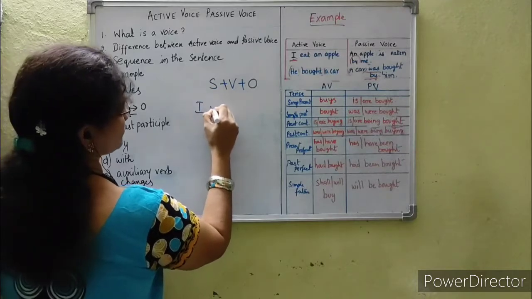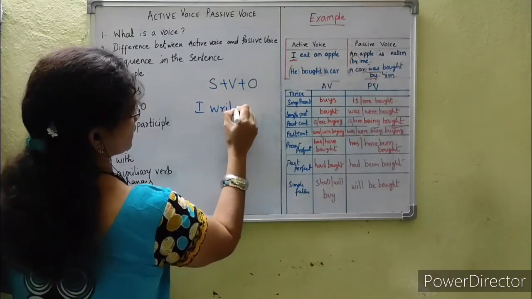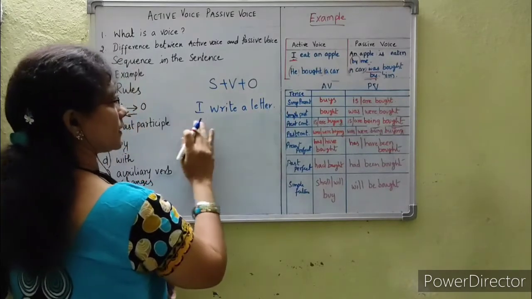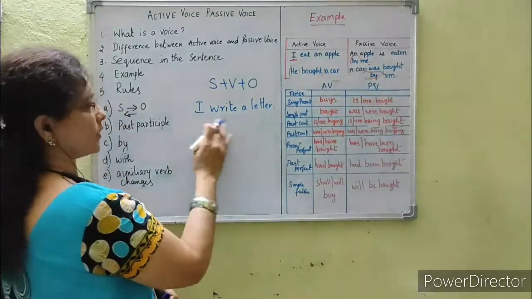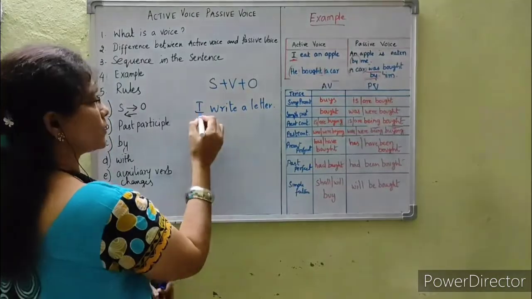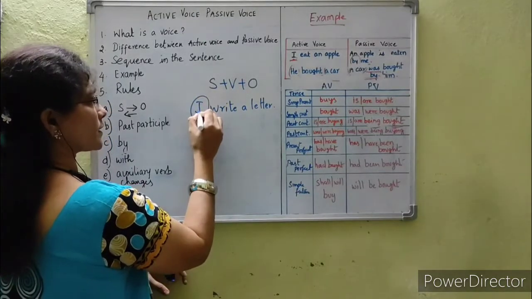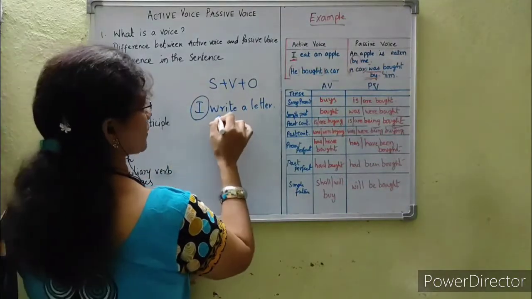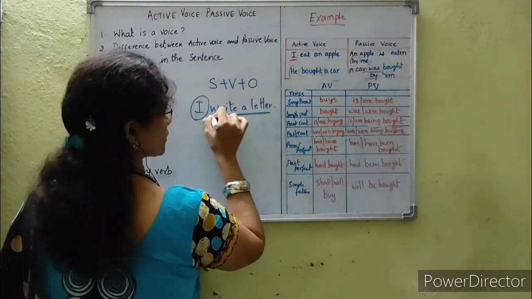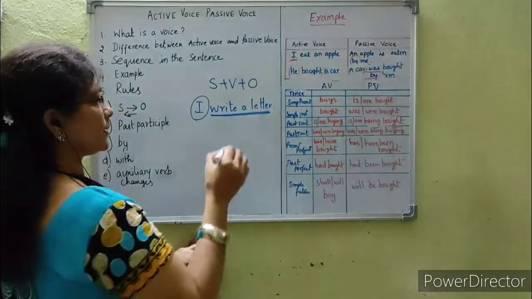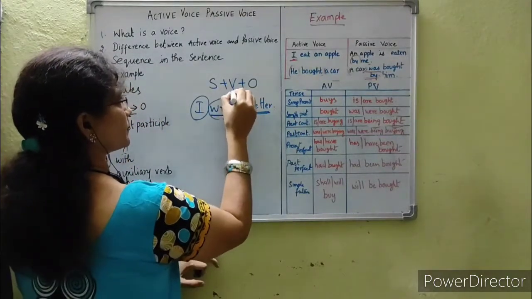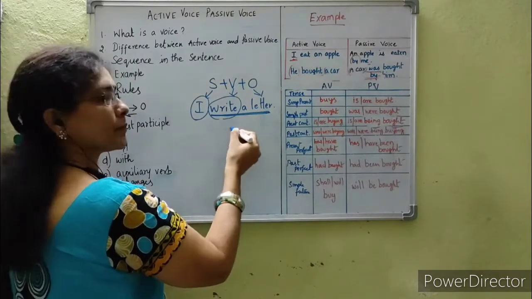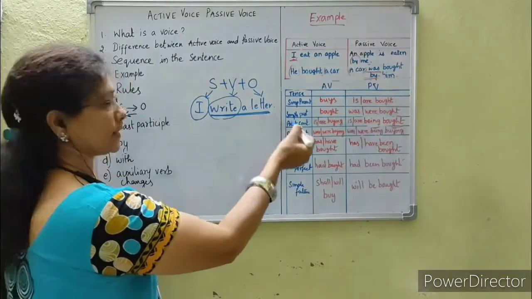I write a letter. So here I am writing a letter now. Here who is doing the action is me, that is I. And what is the object? I am writing a letter. Here write is a verb. So what is done by me? I am writing a letter.